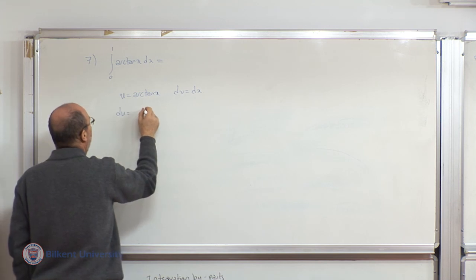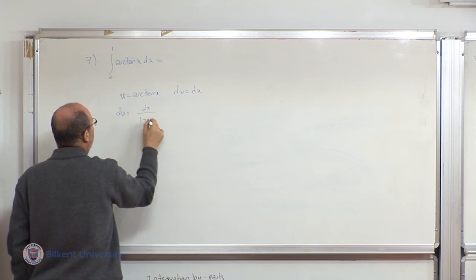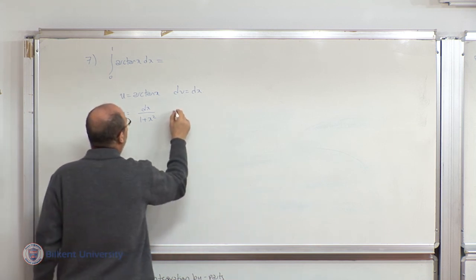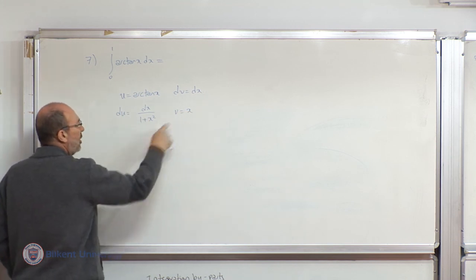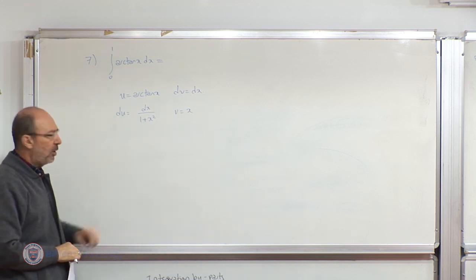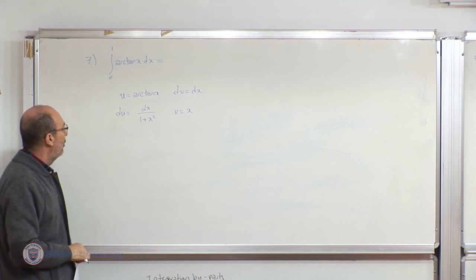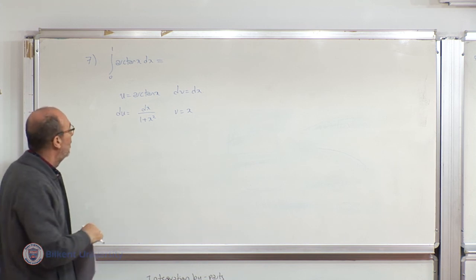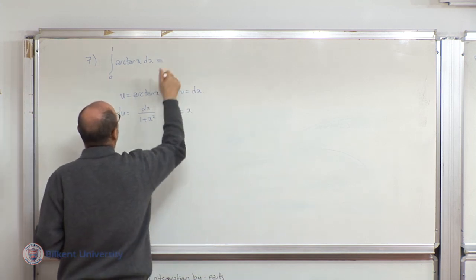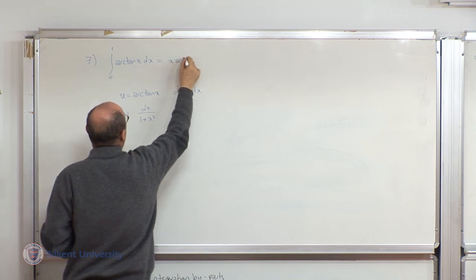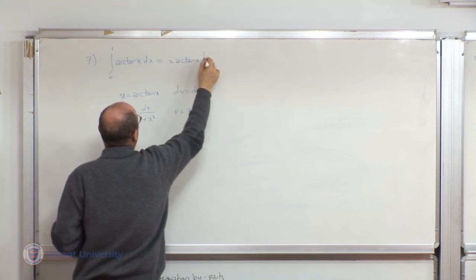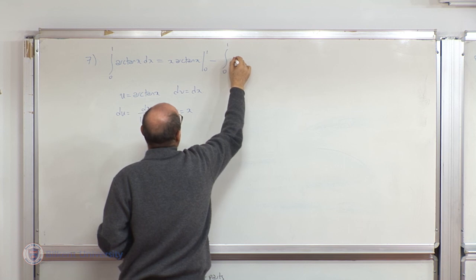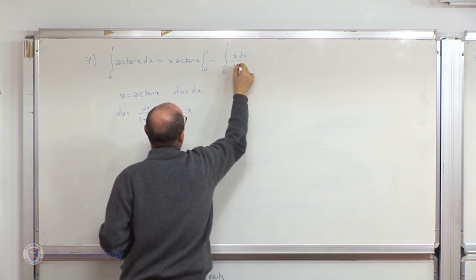What was the derivative of arctangent? 1 over 1 plus x squared, right? So you have to remember a few derivatives in your life. And v equals x. So I look at this thing. There is hope in integrating this. This is going to be ln of 1 plus x squared, maybe divide by 2 or multiply by 2. We'll find that out later. So I continue. This times this, x arctangent x from 0 to 1 minus the integral from 0 to 1 of x dx over 1 plus x squared.